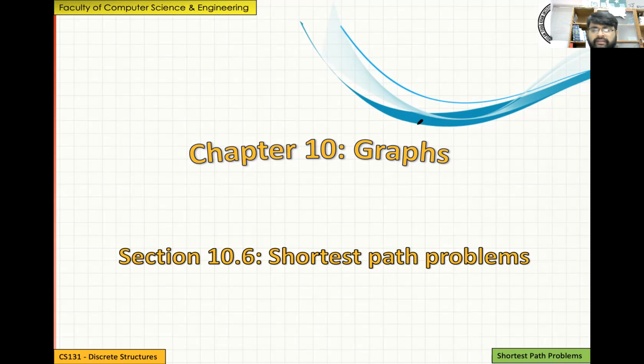So now let us shift to chapter 10, section 10.6, where we'll be talking about shortest path problems. That is going to be in the next lecture.